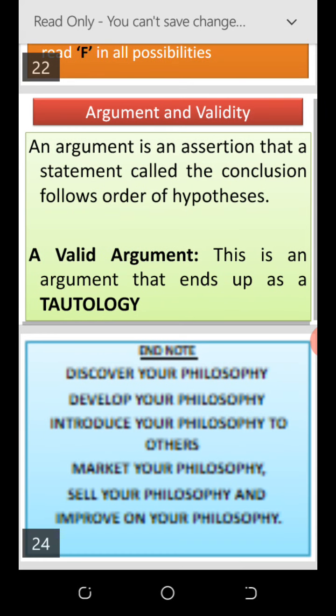To get it clear, on the final note, we have another one called argument and validity. An argument is an assertion that a statement called the conclusion follows from a set of hypotheses, while a valid argument is an argument that ends up as a tautology.